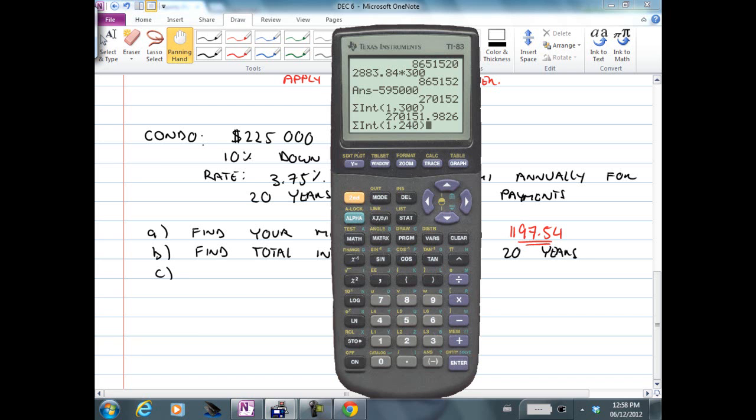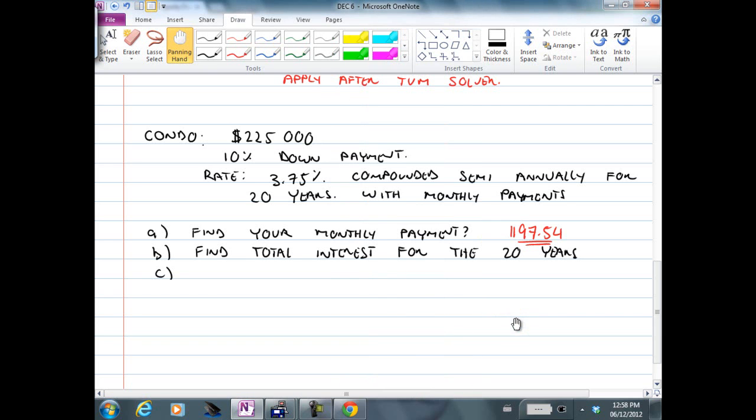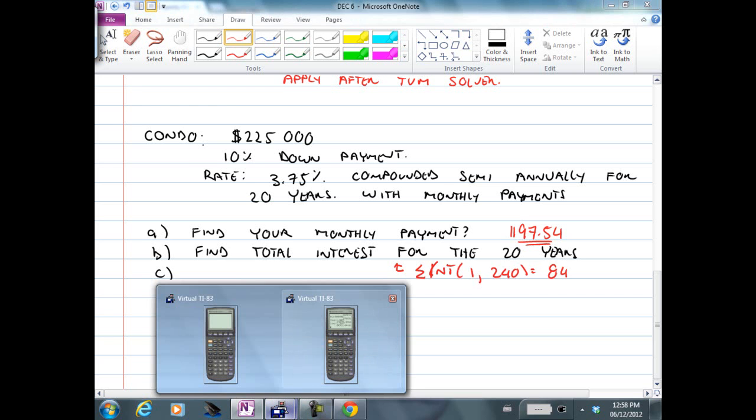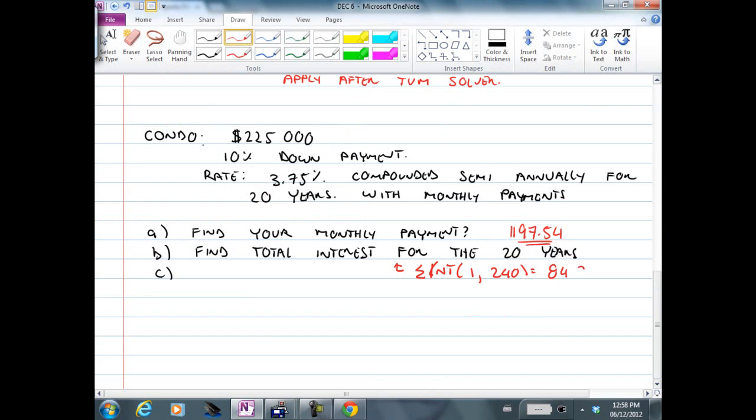On the exam, your total interest, you're in that 20 years. So if I look at this, it's calculating $84,911.64. So let's write this down. Sum of interest, INT, of 1, 240, 84,911.64.